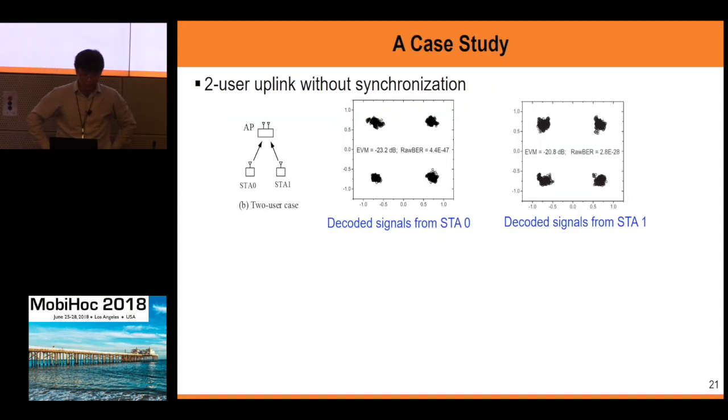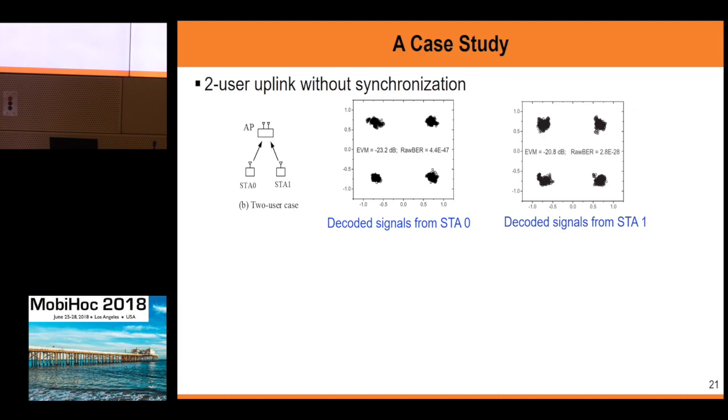And let's first look at the case study. We consider two-user Uplink without synchronization. In our case, the users are not synchronous. There's no protocol for the synchronization. For this case, the AP decodes the signal from these two stations. And this is the constellation of the decoded signal.